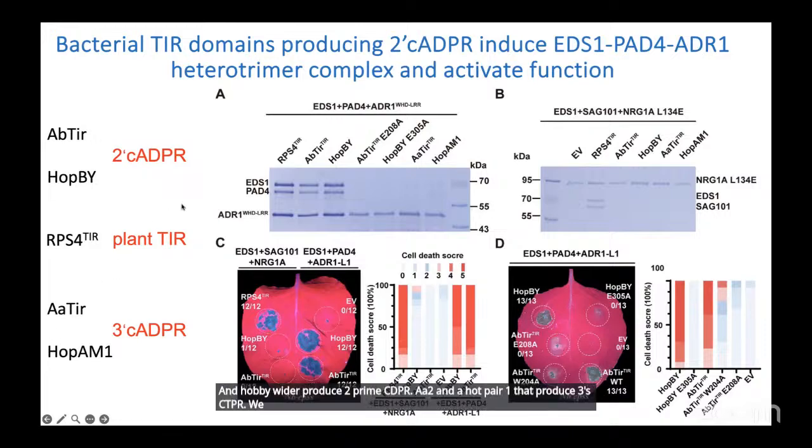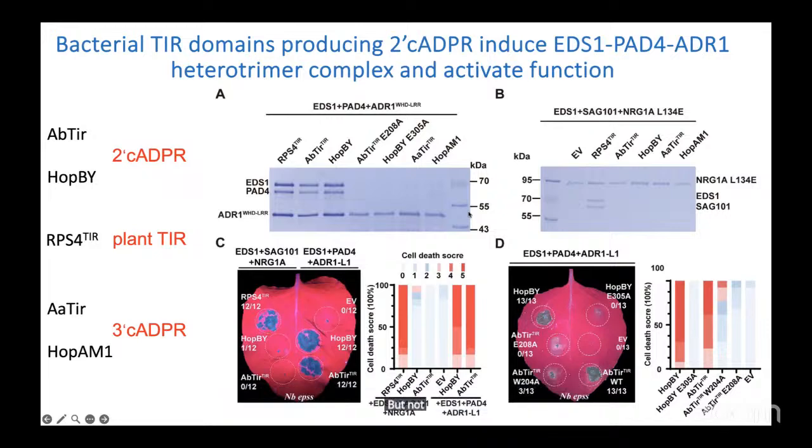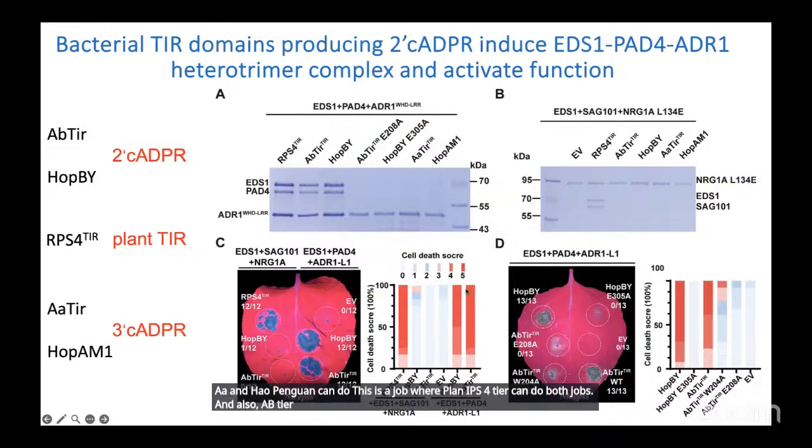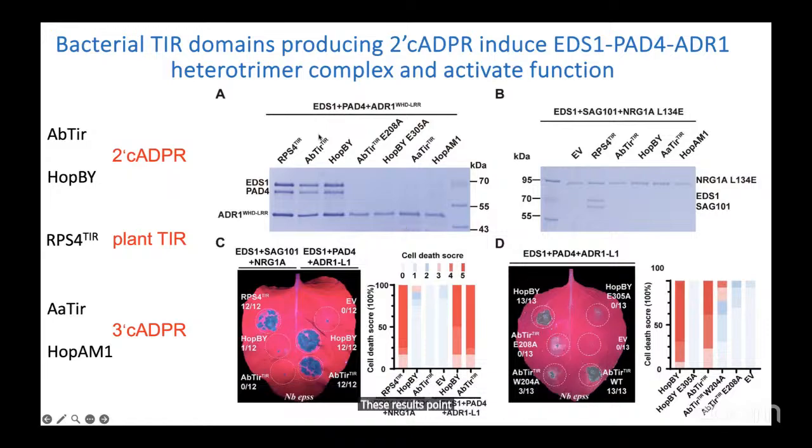We found that AbTIR and HopAM1 specifically induce the heterotrimer formation of EDS1, PAD4, ADR1, but not EDS1, SAG101, NRG1. AaTIR and HopAA1 can do neither job, while plant RPS4 TIR can do both jobs. And also AbTIR and HopAM1 specifically activate the function of EDS1, PAD4, ADR1 when overexpressed in N. benthamiana, depending on their enzymatic activity. These results point to a link between 2' cADPR and EDS1, PAD4, ADR1 function.